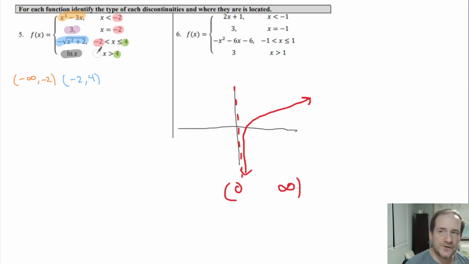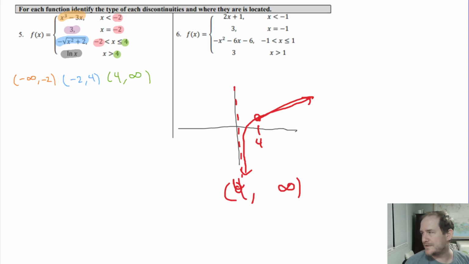And we're only concerned with what's happening from 4 to infinity anyway. So certainly from 4 to infinity, we can say that yes, we are continuous. So that covers a lot of area. We're continuous on all this stuff. So again, we do see that the only potential problem spots are negative 2 and 4.